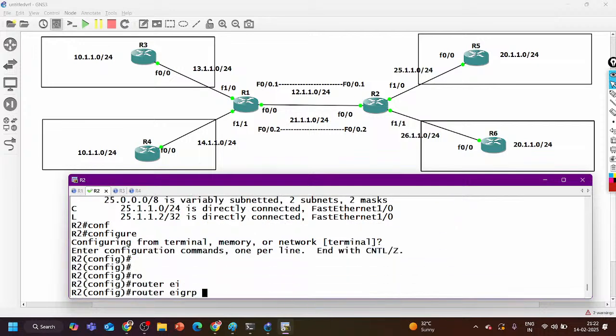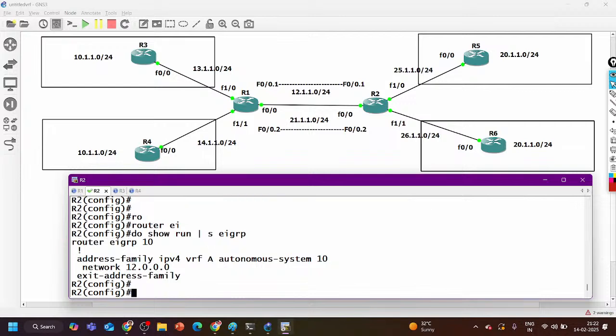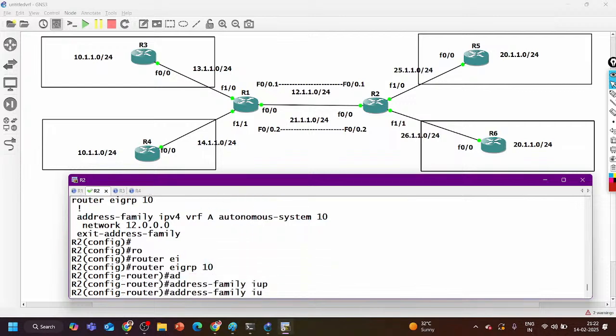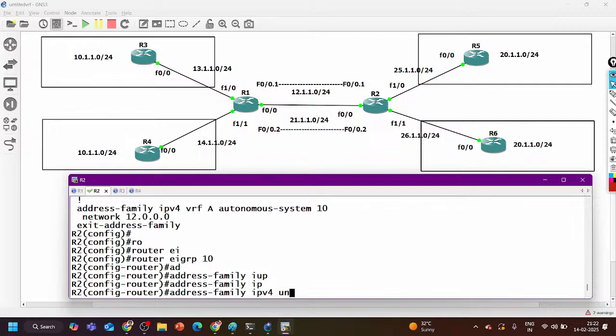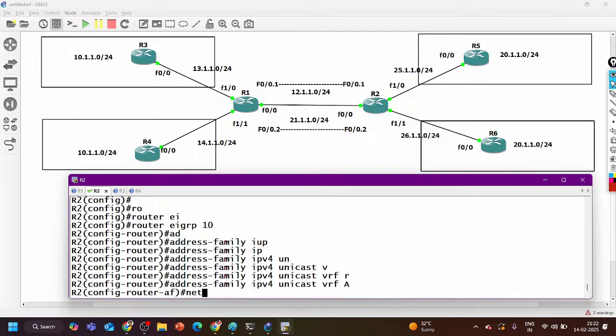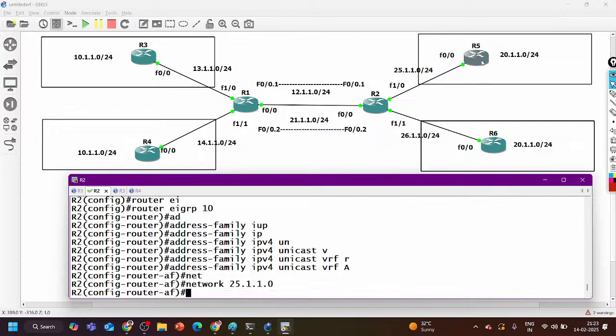Router EIGRP, the AS number we have used is 10. Router EIGRP AS number 10, address-family IPv4 unicast VRF A, network 25.1.1.0. Then go to R5.